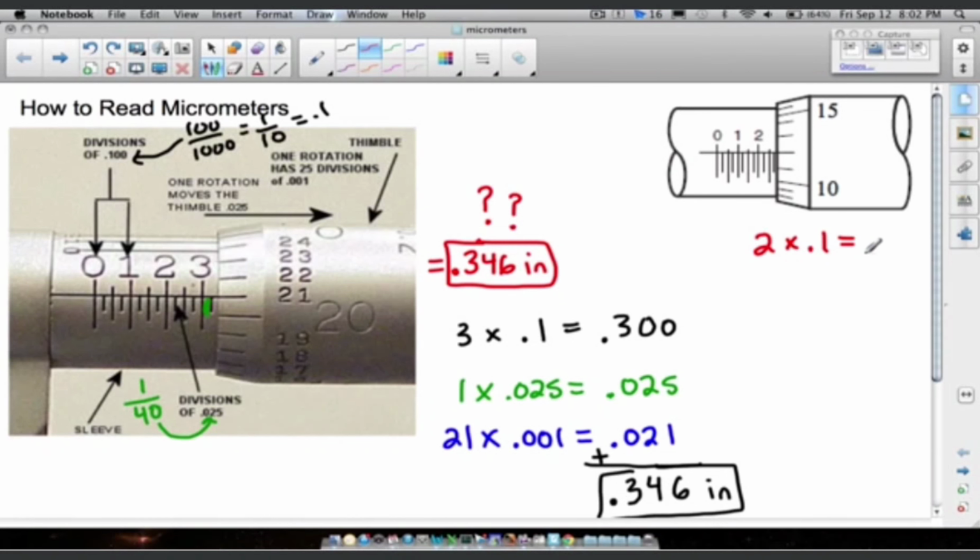So 2 times 0.1 is 0.2, and I'm going to add 2 zeros. That comes from that 2 right there. Then recall, down here we saw one full space. We didn't count this space right after because we didn't see a black line showing up from that thimble.